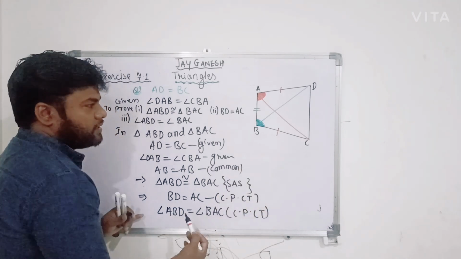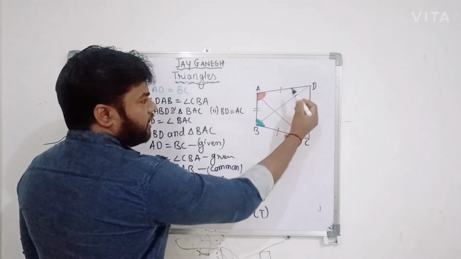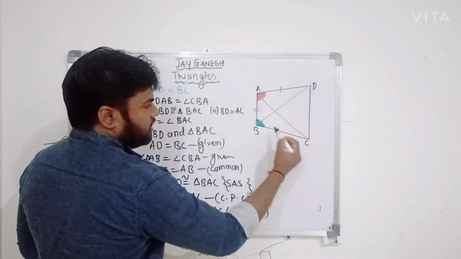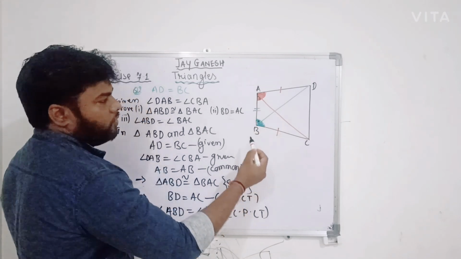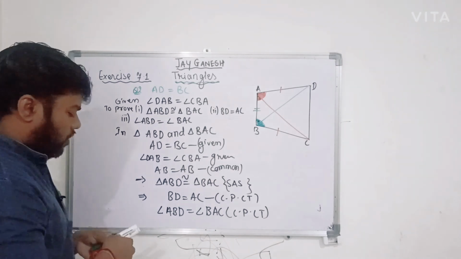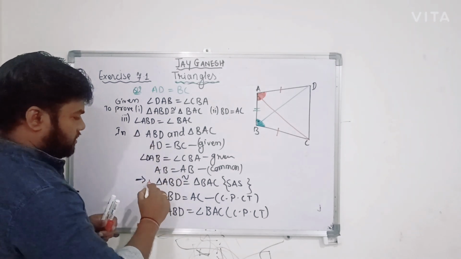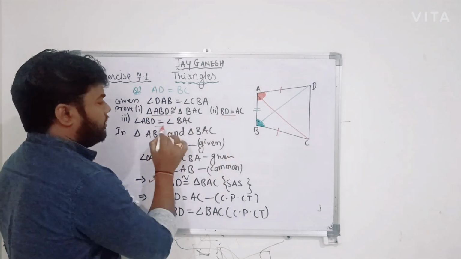Angle ABD equals angle BAC. अब ये भी उसी का पार्ट है. ABD, this angle and BAC, this one. तो ये वाला एंगल और ये वाला एंगल, ये दोनों इसी एंगल्स के पार्ट है. So therefore they will be equal. So we have proved all the 3 things. This is done. Congruency, yes, this is done. Then this and this. All right, so that's the solution.